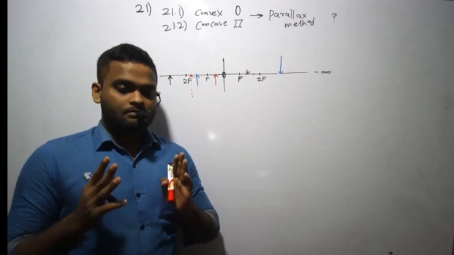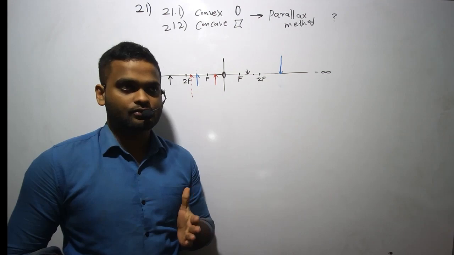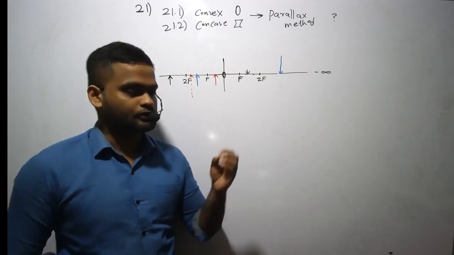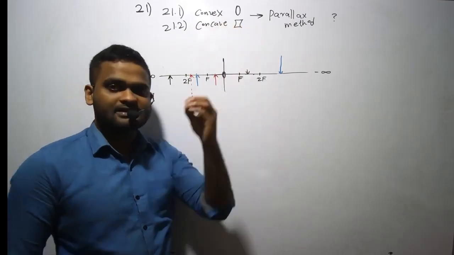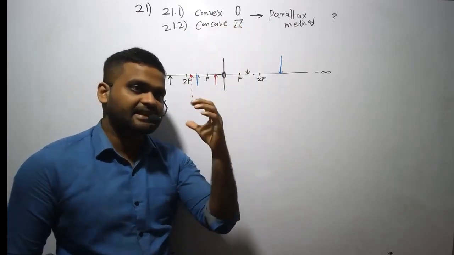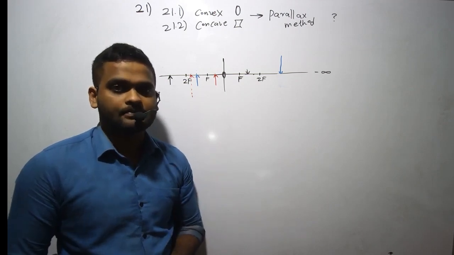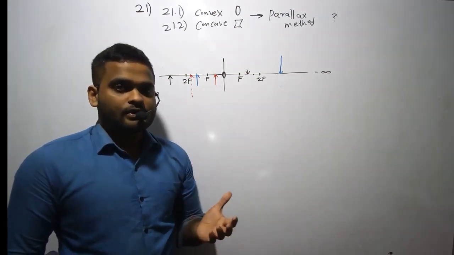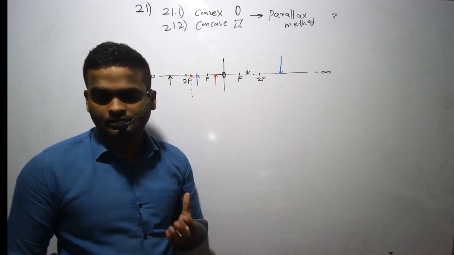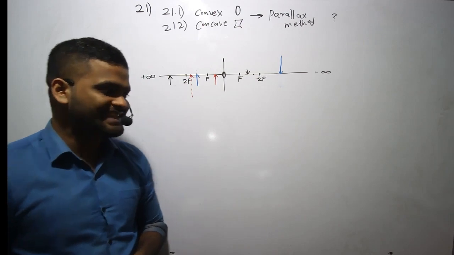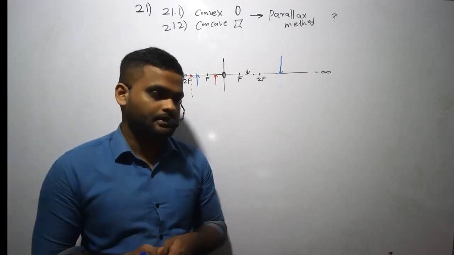So before starting the experiment, we need to find the focal length. The final result of this experiment is finding the focal length exactly, the exact position of the focus. But before doing that, we need to roughly find the focal length. So there's a simple method you can use in the lab to find the focal length roughly.